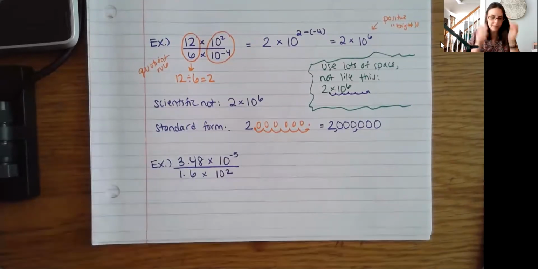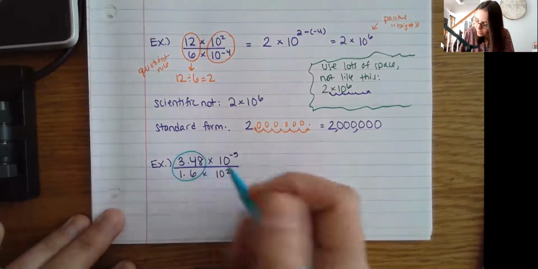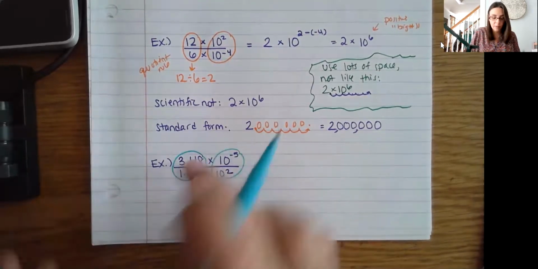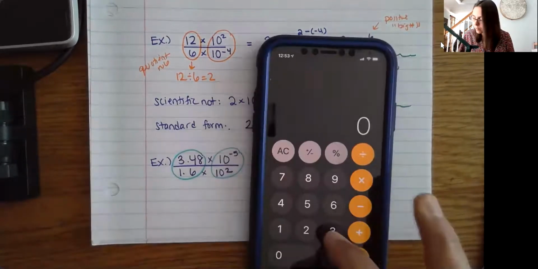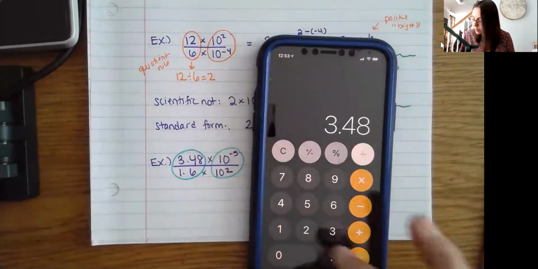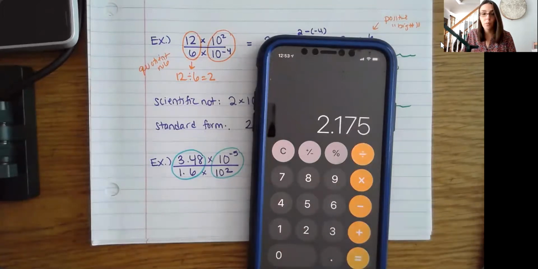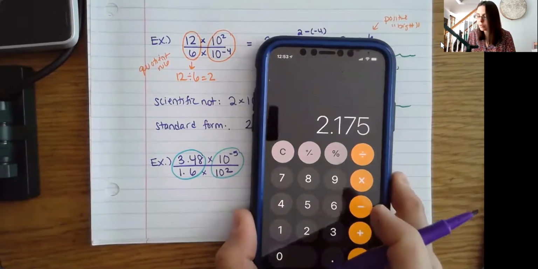So here's another example. And again, we're going to use that quotient rule. And here I'm just going to go ahead and divide. Now I have decimals here. I'm going to just use my calculator. So I'm going to just type in 3.48 divided by 1.6, and I get 2.175. So that's all I'm going to do there.